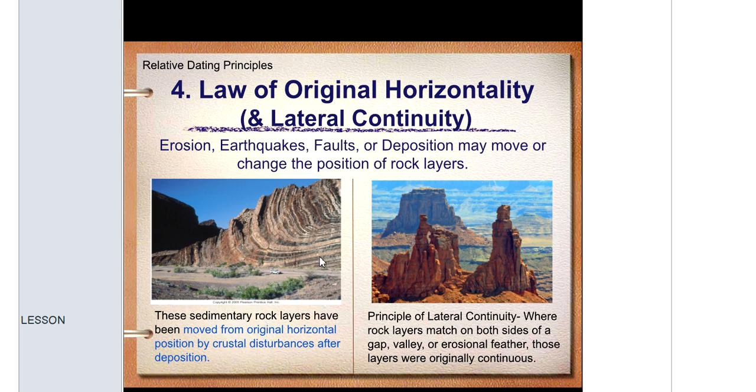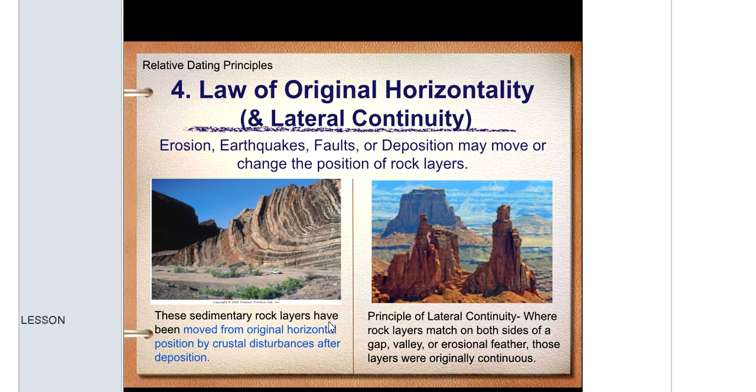So in this image, this rock has shifted. There's been some kind of event here that has tilted it up almost to a 90-degree angle. So it's flat over here, and then it tilts up here. So something has happened to move this rock layer so that it's no longer positioned horizontally. This can be things like erosion, earthquakes. It could indicate a fault line.